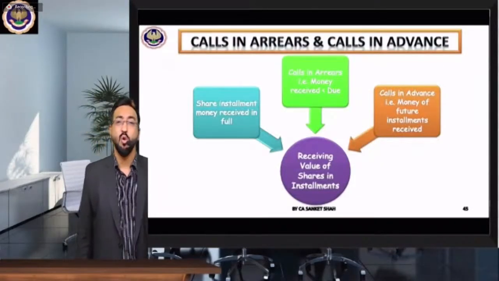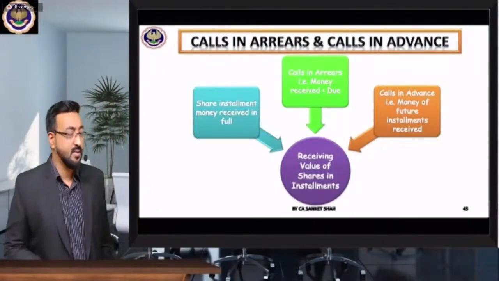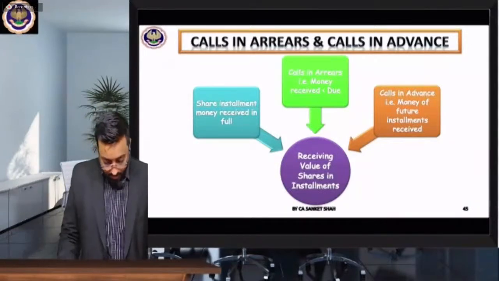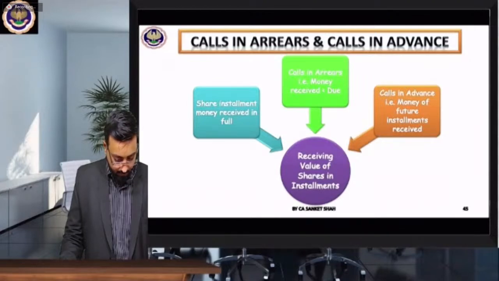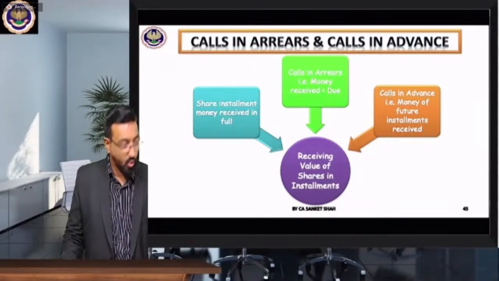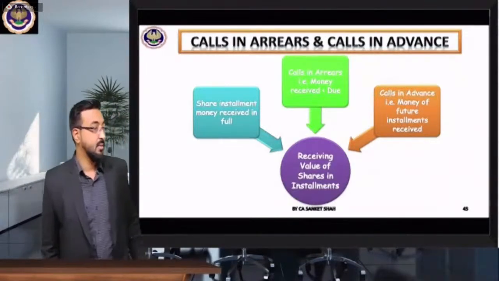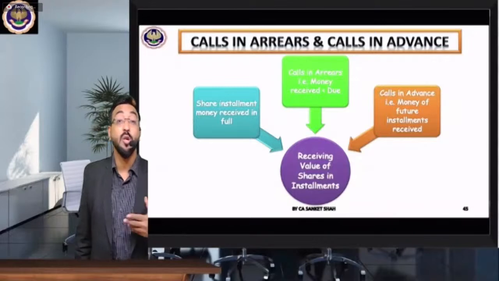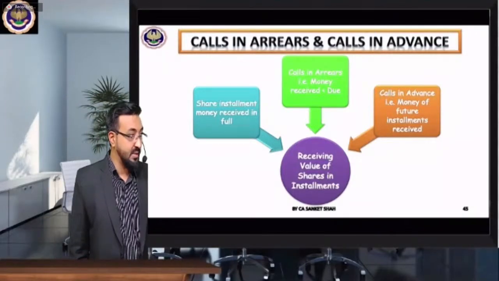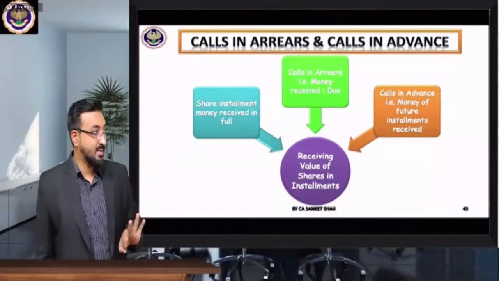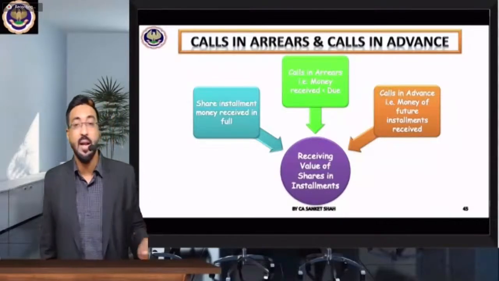Calls in arrears and calls in advance. Yes, one important difference is there. Understand it. Share installment money is received in full. Calls in arrears means the money received is less than what is called. Called is 8 rupees, but you received only 5 rupees. So beta, 3 rupees you received less. That's why it is called arrears. Arrears means receivable. In simple language, it is receivable.